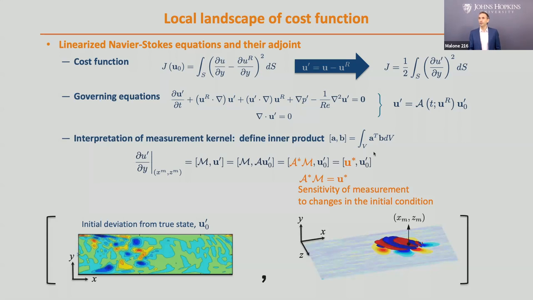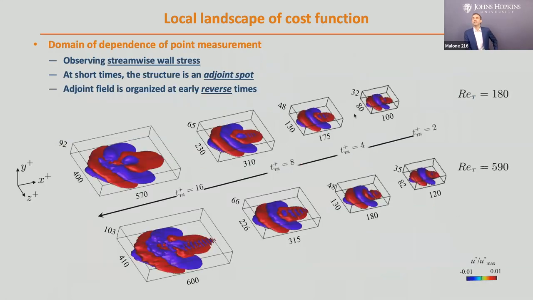So now we only have to do an adjoint calculation from the measurement kernel back in time. If I release a pulse at the measurement location, so measuring shear stress at a point, what do we get in backward time? This here is the domain of dependence of this measurement back in time, and you get this adjoint spot that is propagating back in time. Here, I assume I'm measuring streamwise shear stress. You look back in time, T plus is 2, 4, 8, 16, and you have this adjoint spot that is spreading back in time.